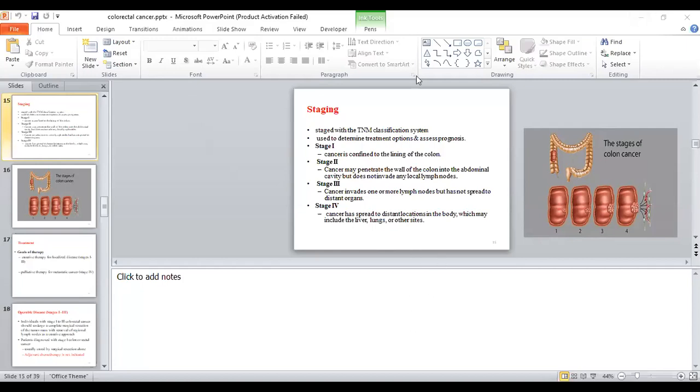Yes. Maybe can you outline some of the risk factors of colorectal cancer?